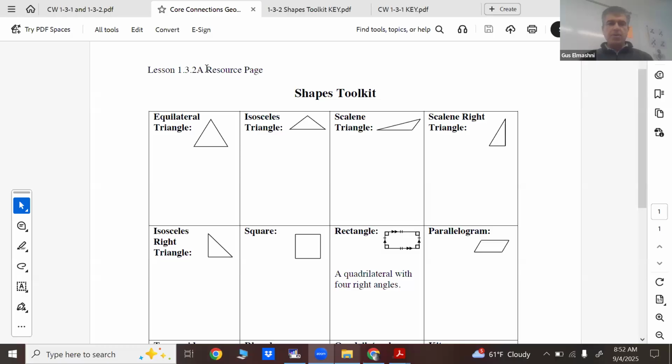All right. So here's how I'd mark this up. Equilateral triangle, right? Why am I marking it like that? All equal. They're all equal, yeah. All of them are equal.